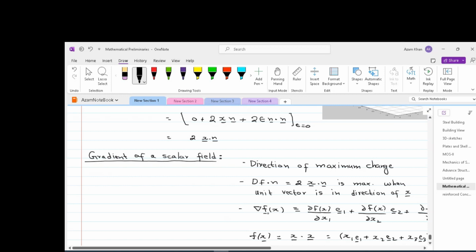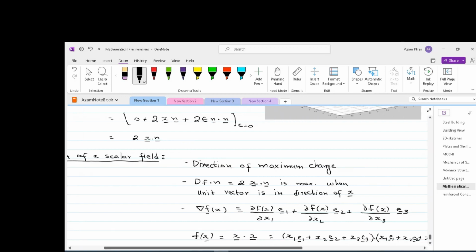The gradient of a scalar field is defined by the partial differential of the function with respect to x1 times the e1 unit vector, plus the partial differential of the function with respect to x2 times e2, plus the partial differential of the function with respect to x3 times e3. So the gradient of a scalar field is actually a vector. As we can see, a vector has components in particular directions, and we multiply by the unit vectors corresponding to the axes of our Cartesian system.